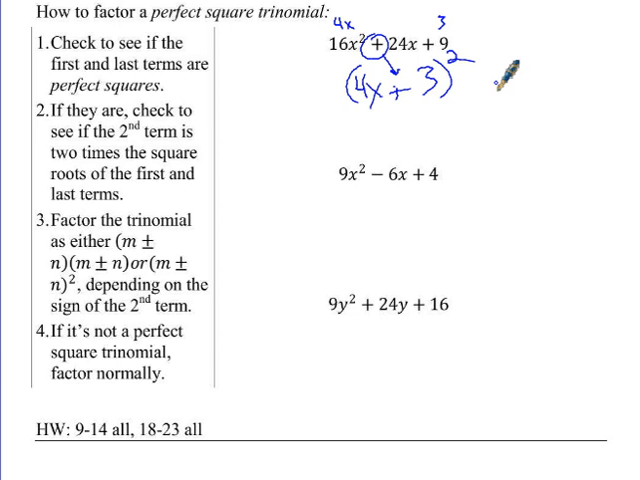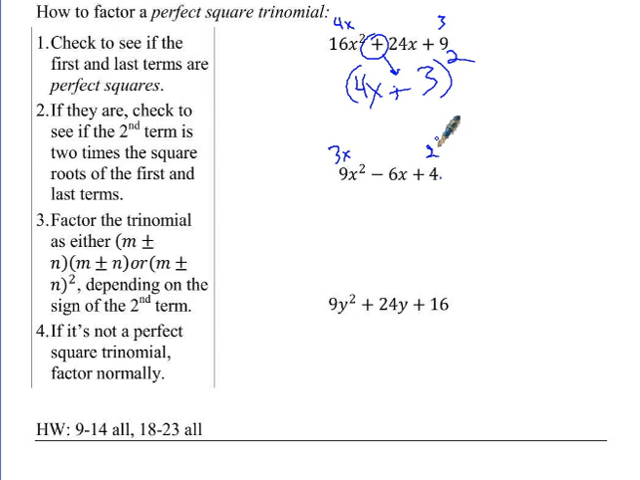So on the second problem, 9x squared minus 6x plus 4, what should we do first? Is 9x squared a perfect square? Yes, it is. The square root would be 3x. Is 4 a perfect square? Yes, the square root of that would be 2. Now what do we do? So multiply them together and we get 6x, and then what? Double it and we get 12x.